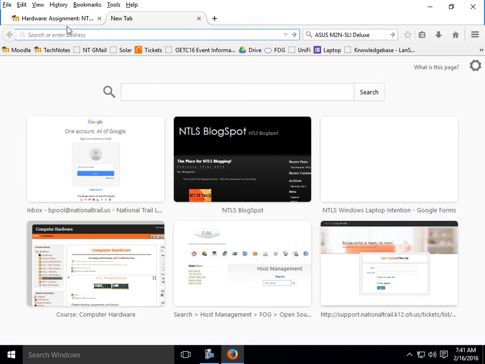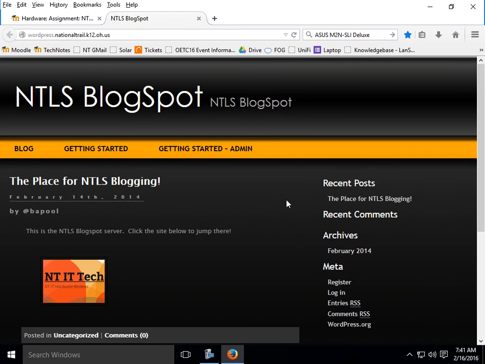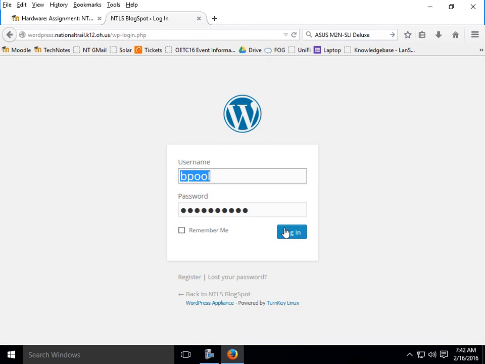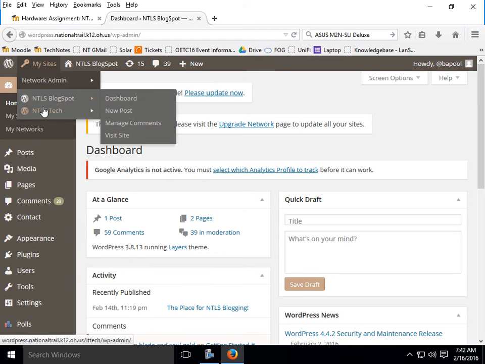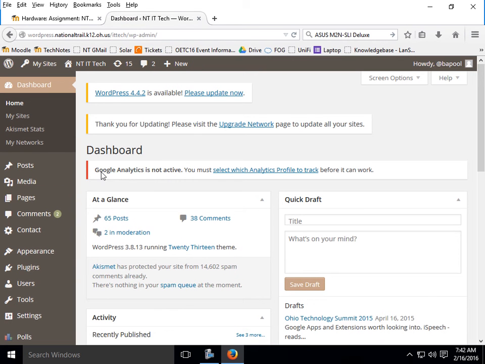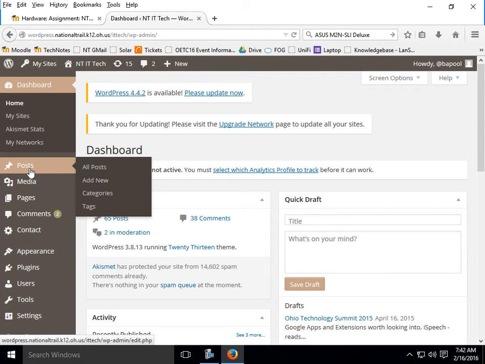And just I'm going to go to our blog spot just to remind you, you have to log in here and then go to here. You can't log into there. So you log into the main page, and then once you're on the main page, you can go to NTLS Tech and go straight to the dashboard and start working on your post. And any time during your post, you can always see what it looks like.